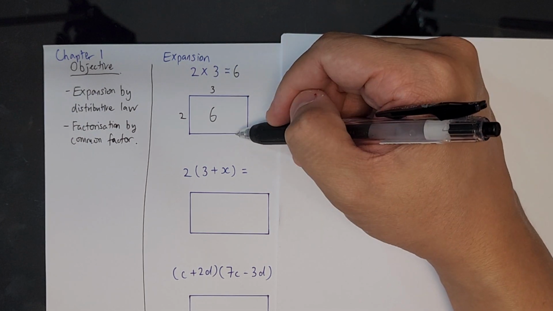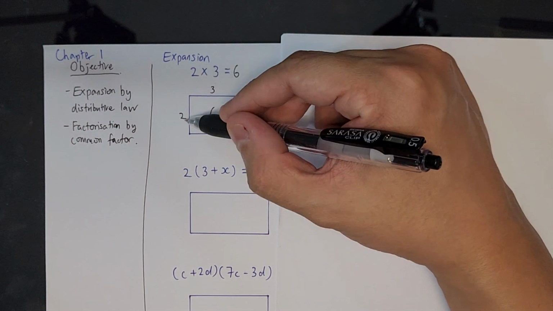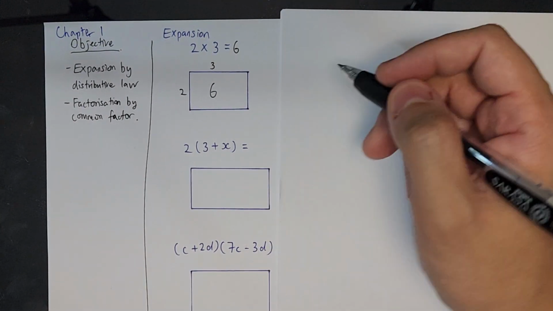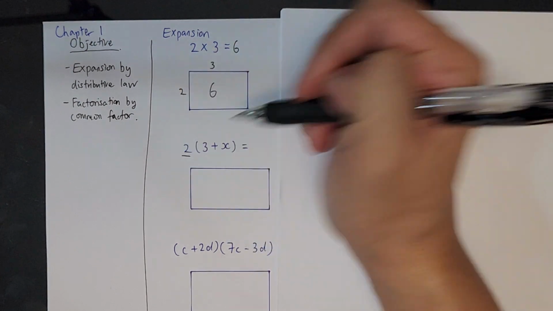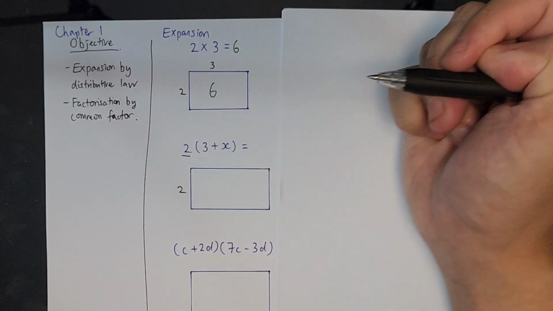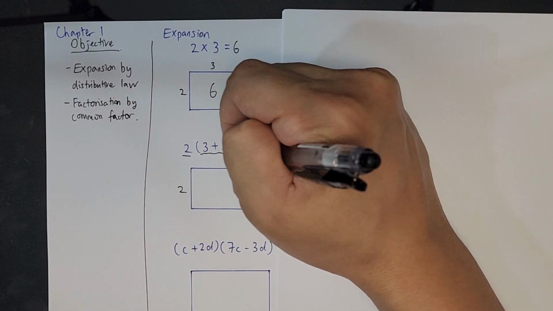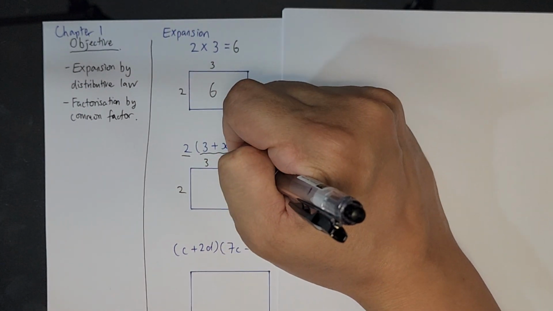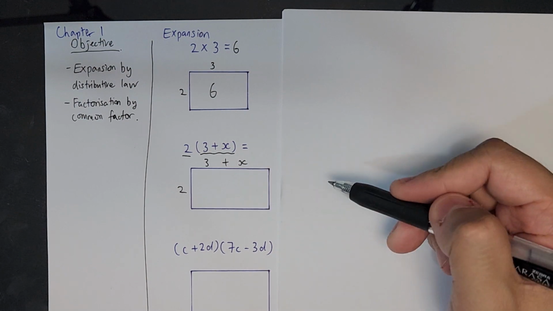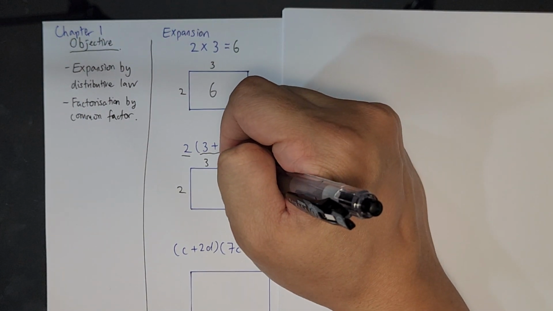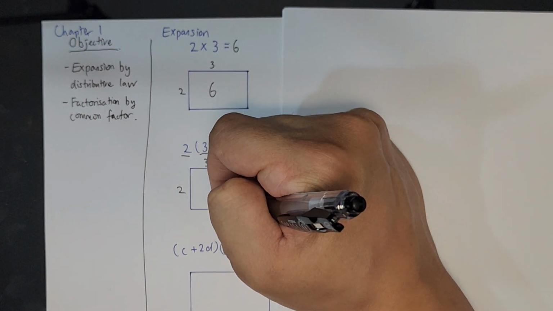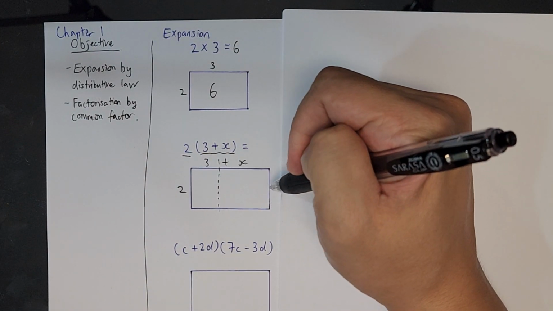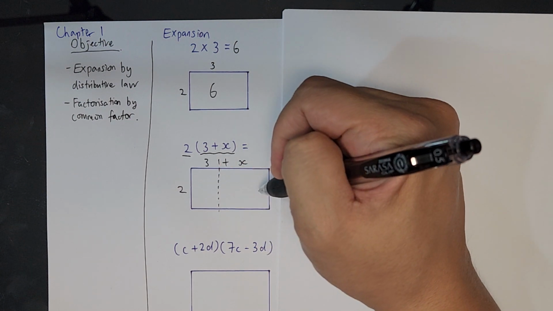If you expand this further, now instead of 2 times 3, it is 2 multiplied by 3 plus x. How do we do this? This will be my breadth, same as above, and this will be my length. My length here will be 3 plus x. We can split it up into 2 lengths. In short, I'm dividing this rectangle into 2 smaller rectangles.